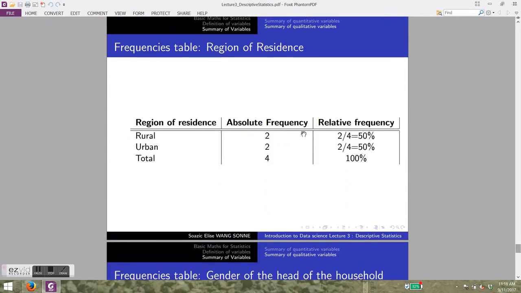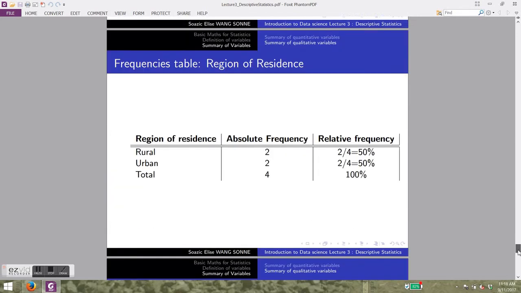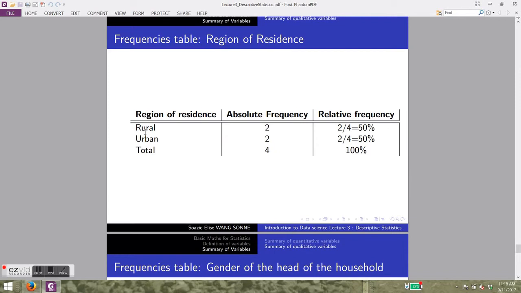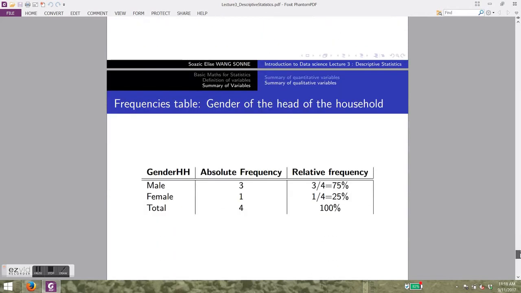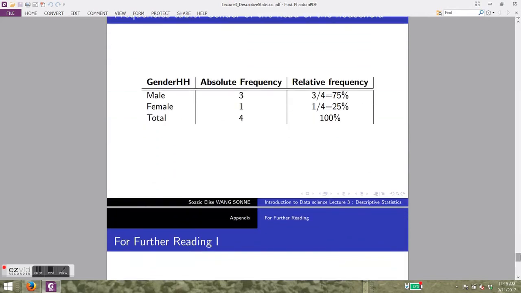Here, the absolute frequency is just counting the number of times you have the rural area and the number of times you have the urban area as the region of residence of your household. And then the relative frequency is given by dividing the absolute frequency by the total number of observations. So here we have 4 observations, so we divide 2 by 4 to get the relative frequency of the rural area category, and we also divide 2 by 4 to get the relative frequency of the urban area category. It gives 50%.